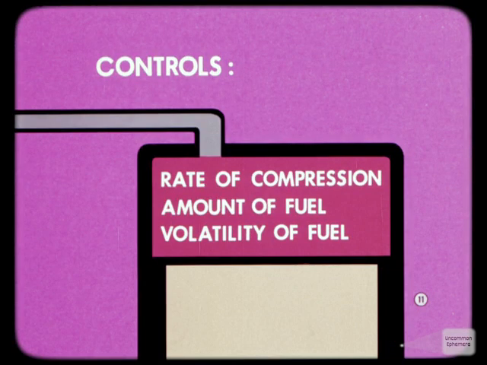Frame 11. Too powerful an explosion will destroy an engine, since the combustion takes place in a closed container. But we can control the rate of burning by regulating the rate at which we compress the air in order to heat it up, or by the amount of fuel we use, or by the volatility of the fuel. That is, the ease with which it will ignite.